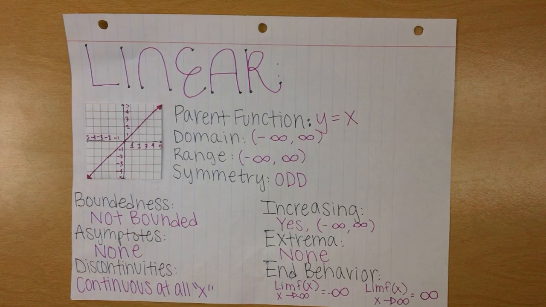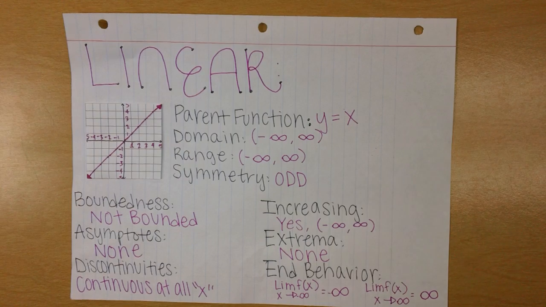Linear functions are not bounded because they continue in a straight line in both directions. There are no asymptotes in this graph because it's continuous at all x. This linear function is increasing from negative infinity to infinity and has no extrema, or minimum and max points.